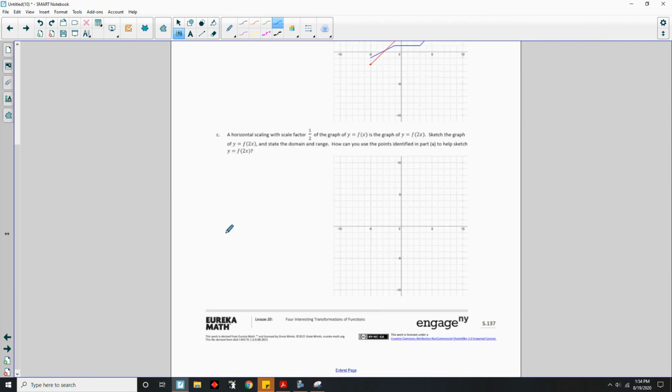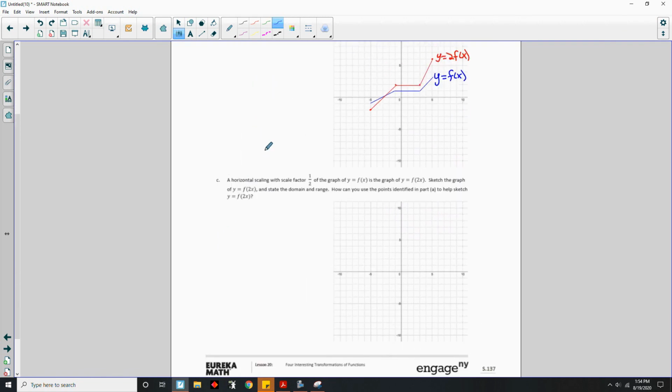Part C, a horizontal scaling with scale factor of 1/2 of the graph of y equals f of x, that's the blue one, is a graph of y equals f of 2x. Sketch the graph of y equals f of 2x and state the domain and range. How can you use the points identified in part A to help sketch your y equals f of 2x? Okay, so I copied f of x down, so let me label that.